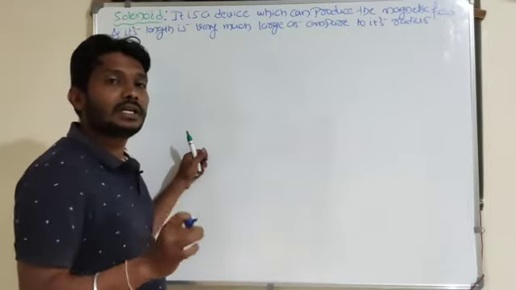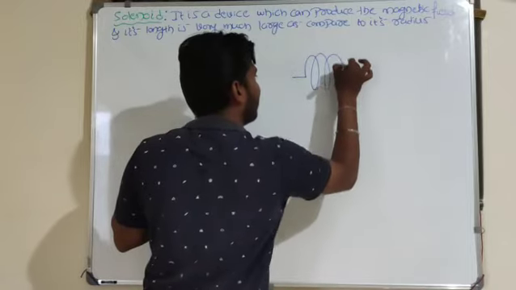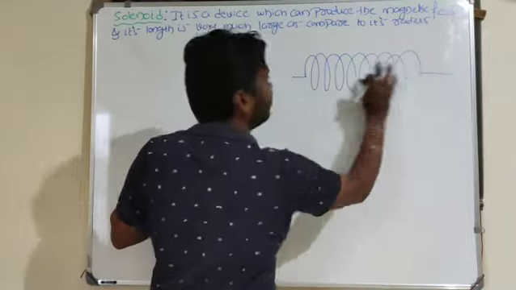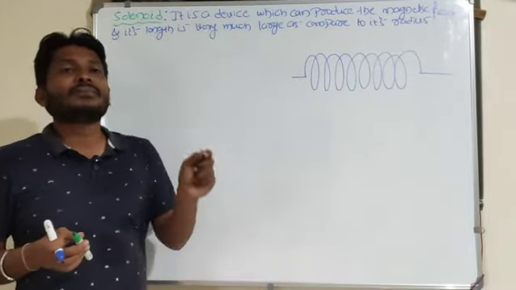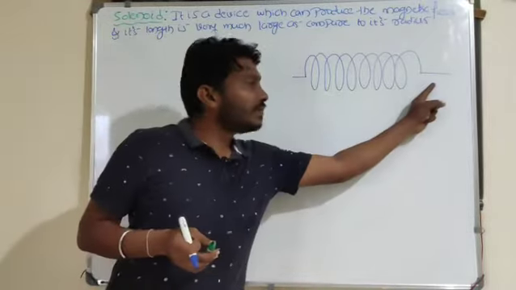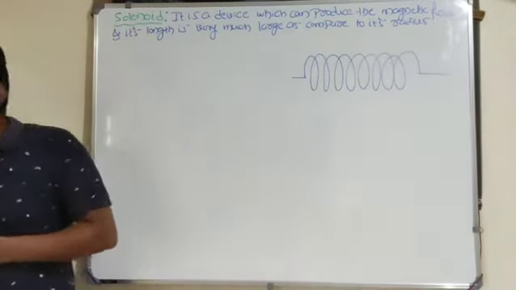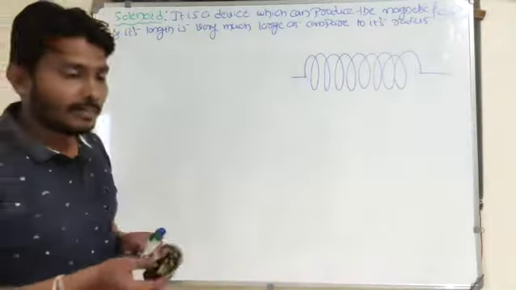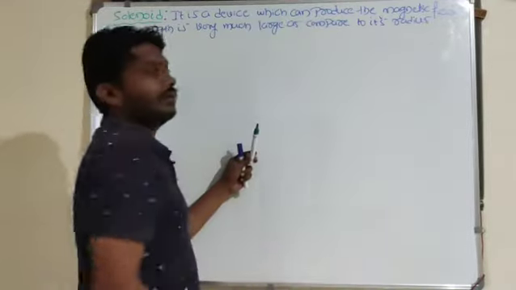For example, I will consider one conducting wire. I will arrange that conducting wire in a spiral manner. This arrangement generally I can call a solenoid. Did you get my point? A solenoid is a device which can produce the magnetic field, and its length is very large as compared to its radius. Now I can find the magnetic field inside the solenoid. The question they may ask is: derive an expression for the magnetic field inside the solenoid.